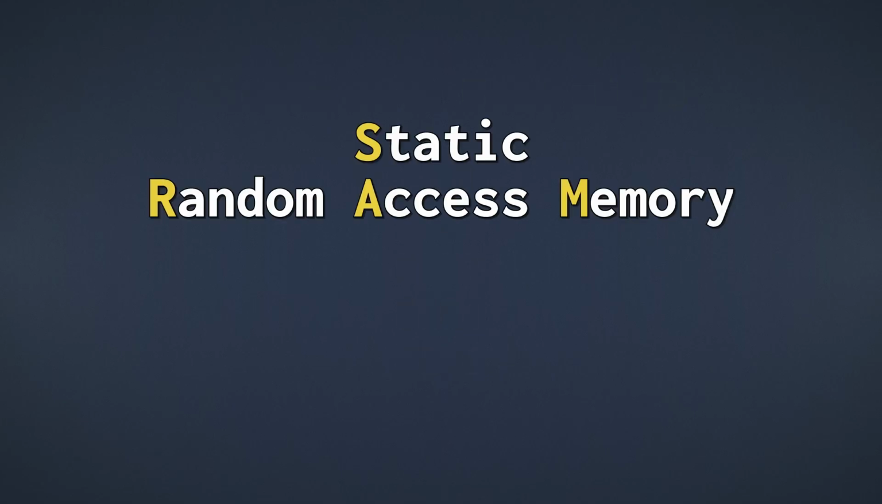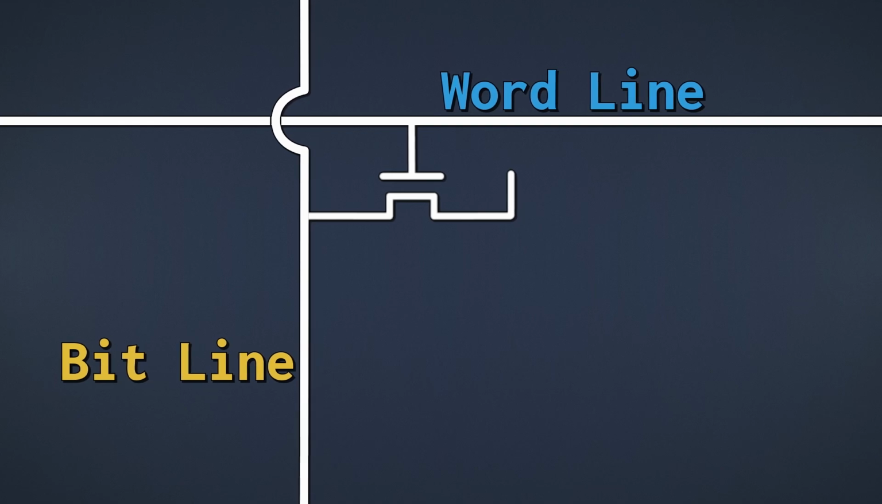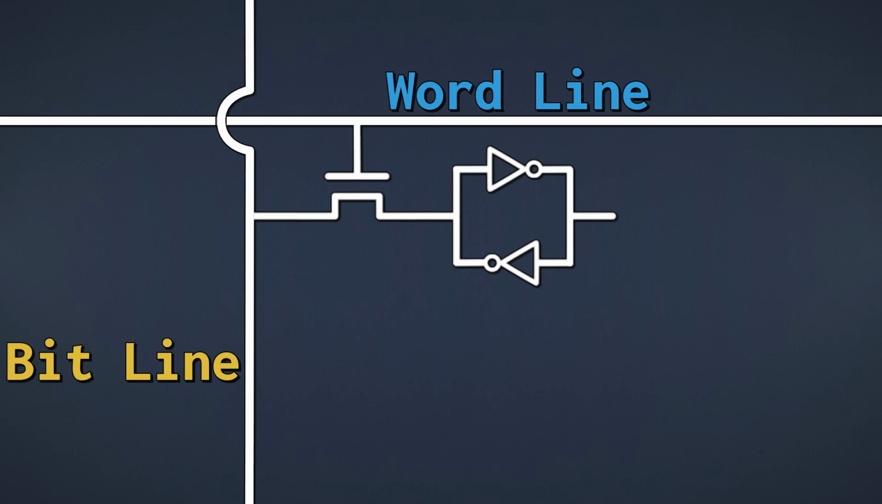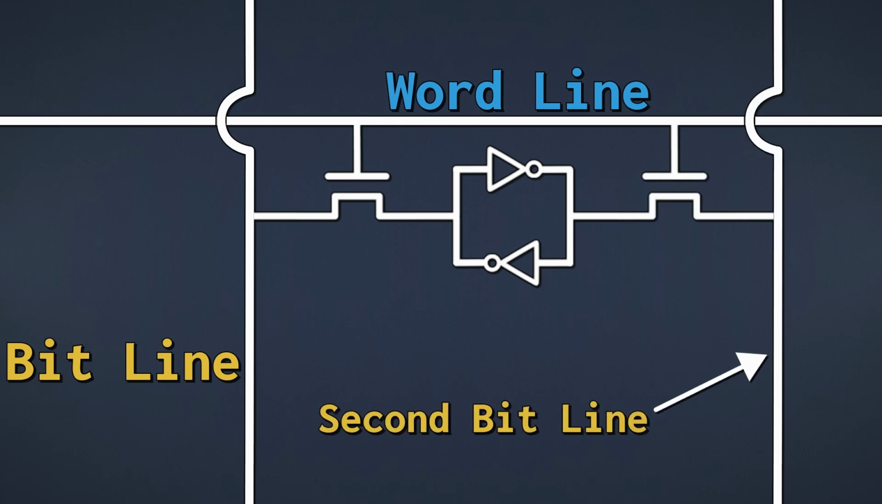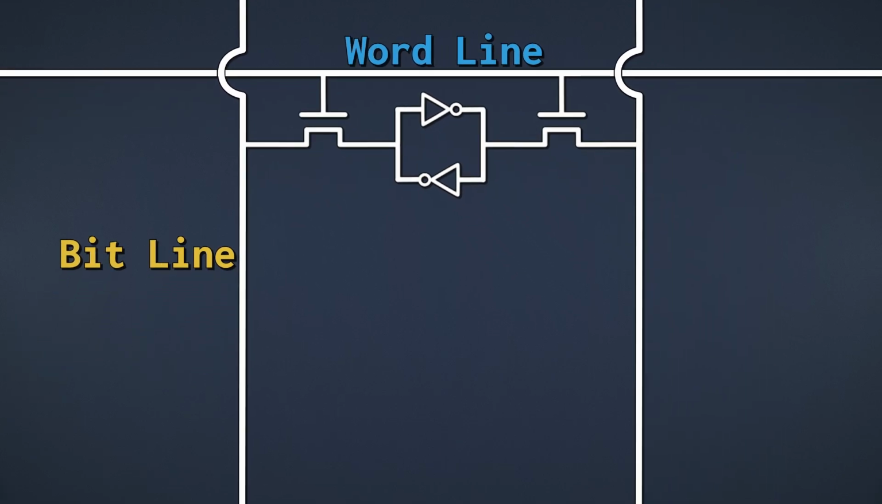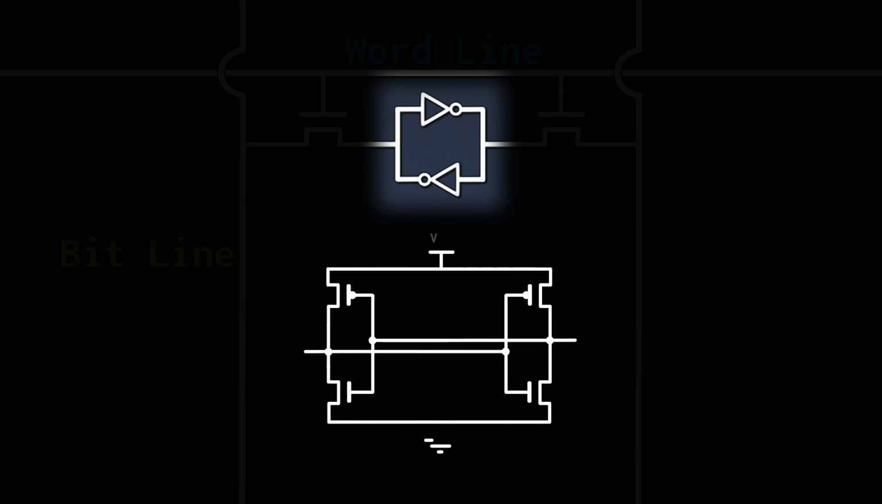SRAM stands for Static Random Access Memory. The primary difference compared to DRAM is the design of its memory cell. We replace the capacitor used in DRAM with two inverters arranged in a loop. Then we add another transistor and a second bit line. The two transistors, just as before, allow us to open and close the memory cell. What's important to note is that our inverters are actually connected to a power source internally. This allows them to retain their state even when the cell is closed.